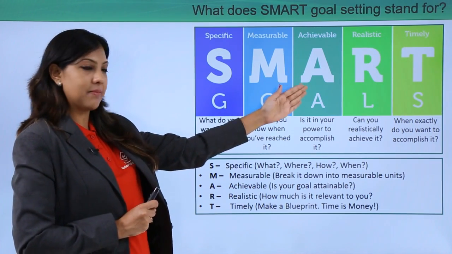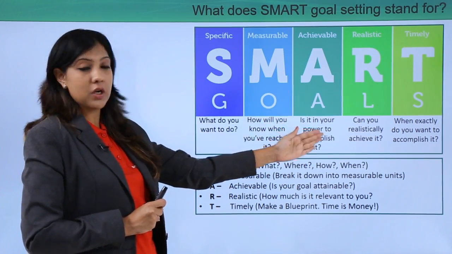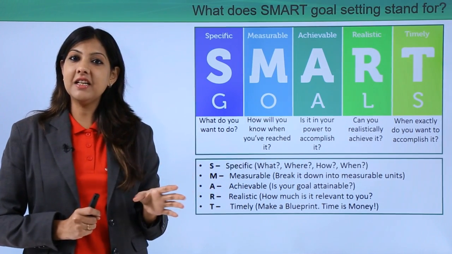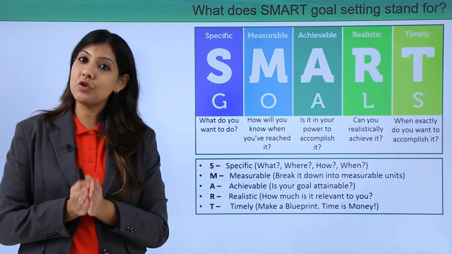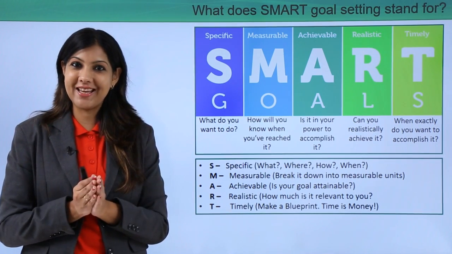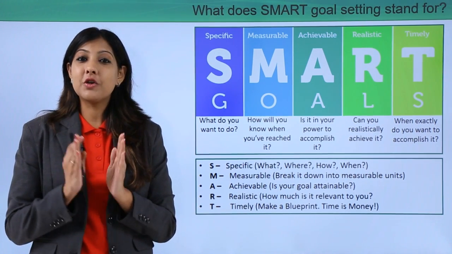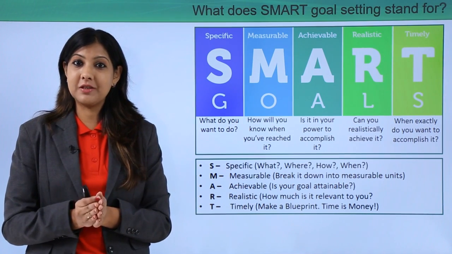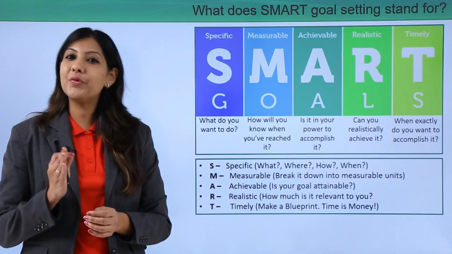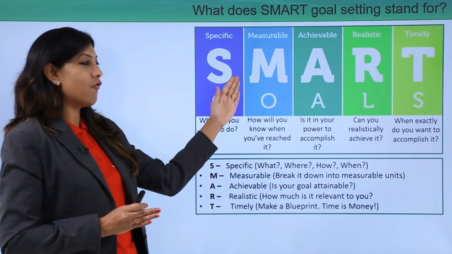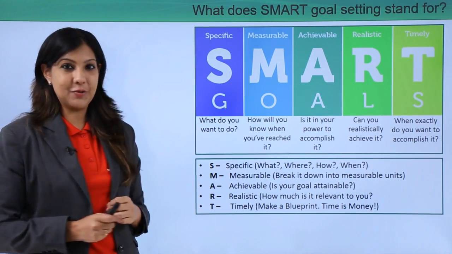T stands for timely. When exactly do you want to accomplish it? Do you have a deadline? Do you have a time-bound aspect for your goal? If you don't have it, then it's not a goal, it's just wishful thinking. As I mentioned before, your dreams are not your goals. You need to make it specific, measurable, attainable, realistic and time-bound for it to become a real goal.